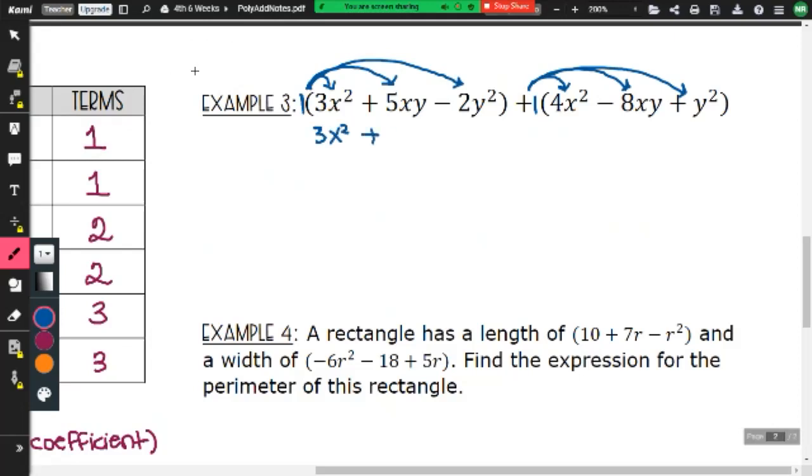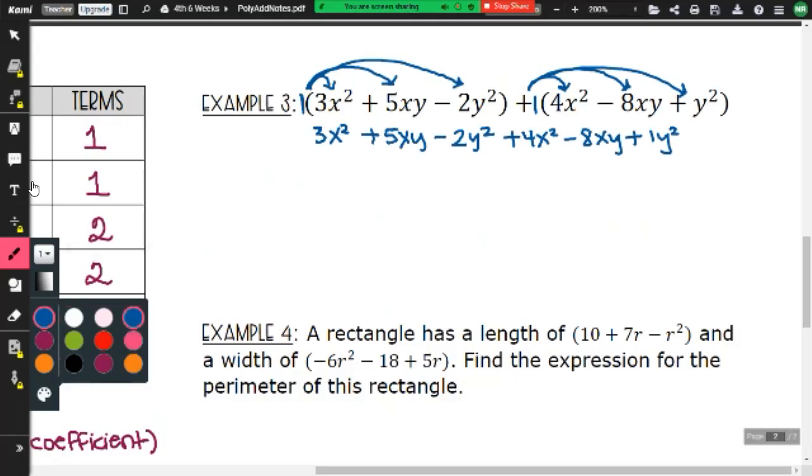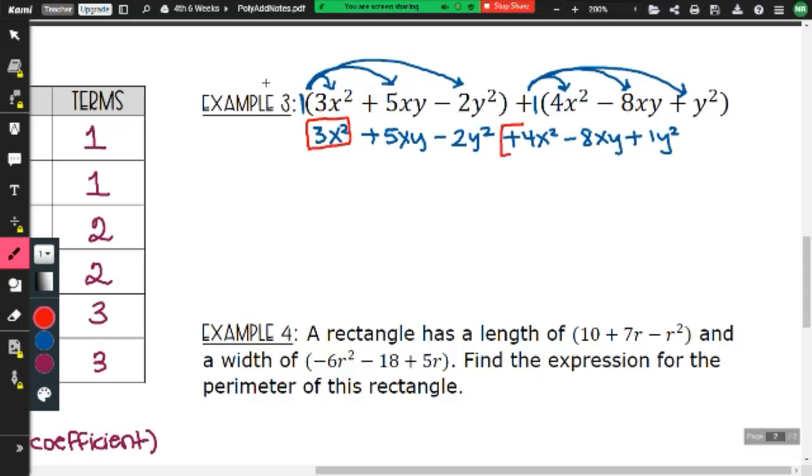So 3x squared plus 5xy minus 2y squared plus 4x squared. And I went ahead and put a 1 on that y squared. All right, let's group them. What can I group with 3x squared? Correct.